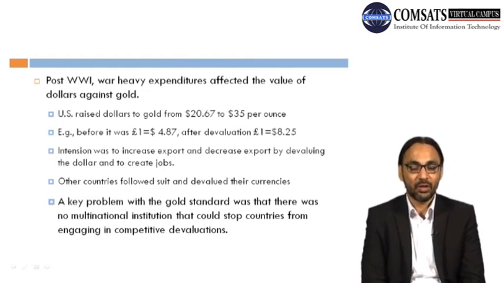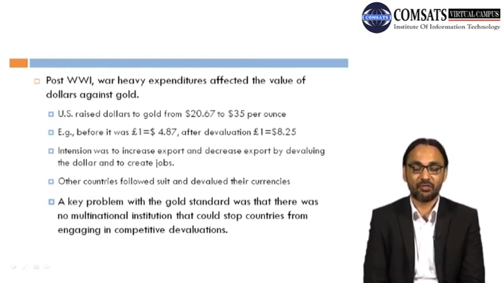After World War I, heavy expenditure affected the value of the dollar against gold. The US raised the price of gold from $20.67 to $35 per ounce. The intention was to increase exports and decrease imports by devaluing the dollar and to create jobs. Other countries followed suit and devalued their currencies as well. A key problem with the gold standard was that there was no multinational institution.